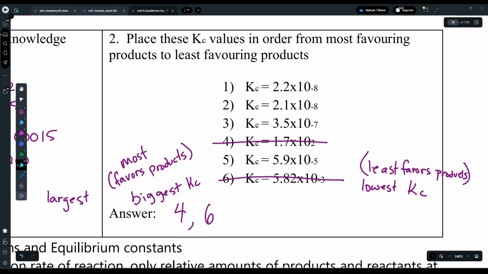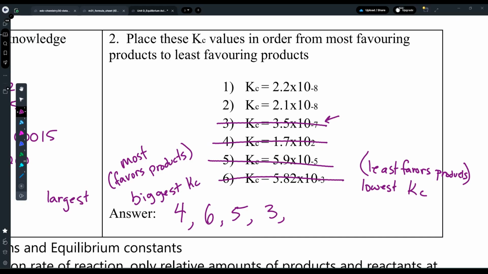Okay, now the next smallest number is going to be -5, or the next smallest exponent is going to be -5, then -7, and then for our last two numbers, they're both to the power of -8. However, we got to compare the values in front of the times by 10.